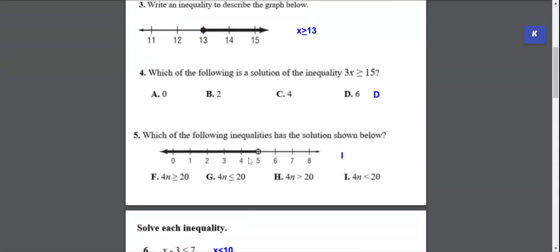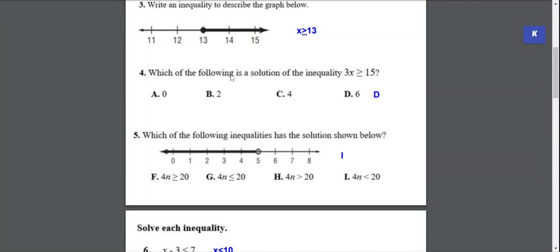So if my inequality, like this one, I'll skip ahead for a second. This one is pointing to the left. If all of my letters come first, I know that I want the pointy part to go to the left. So real quickly, I can narrow this down to being only G or I, because those are the two that point to the same direction.